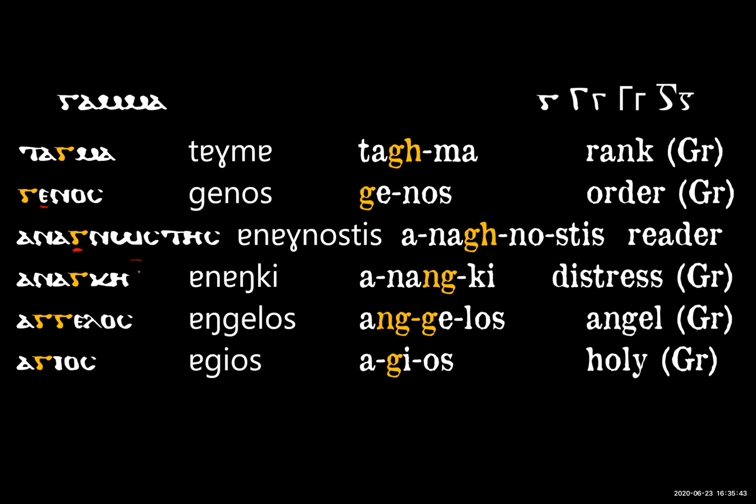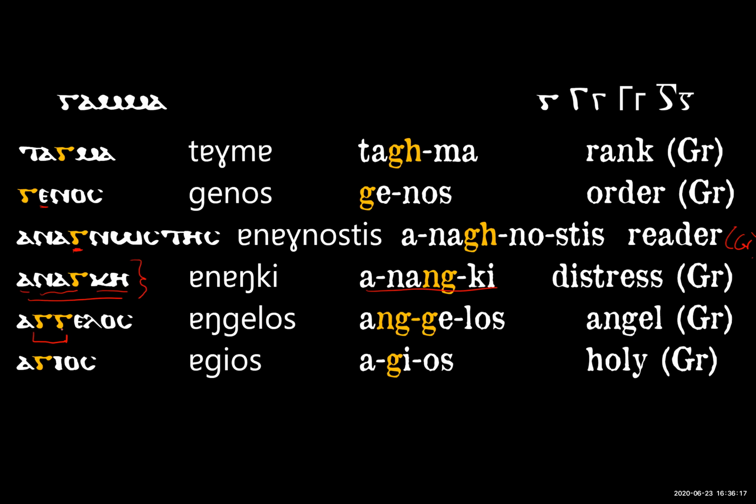Here's a rare word. I did find this in a hymn, but it's a rare word. This word is also Greek. I just ran out of space. So this word, ananki. That means distress. And here is why the double gamma is such a common phoneme in Coptic, or at least the Greek word gets borrowed from Coptic.